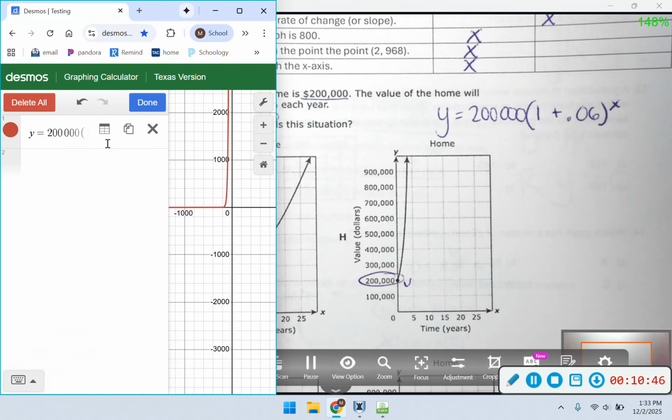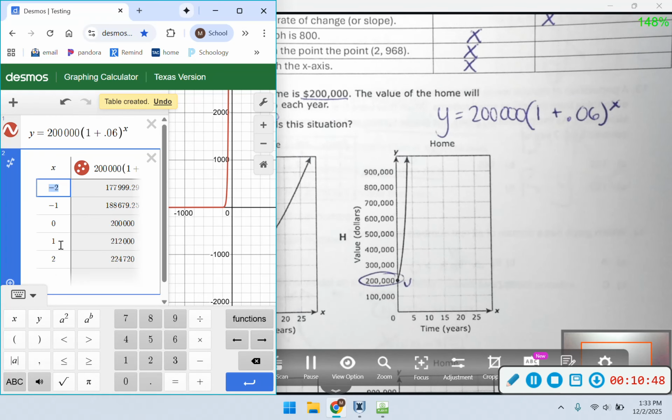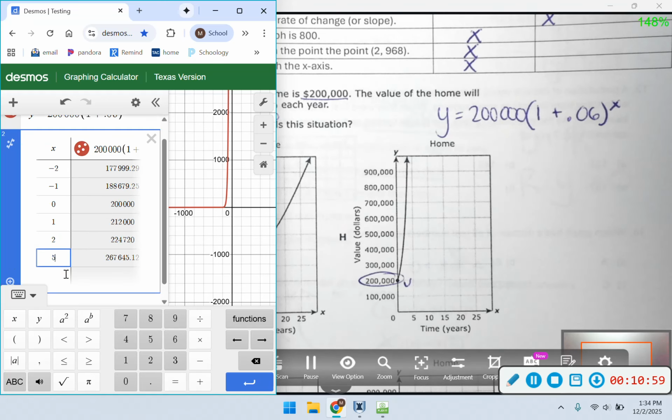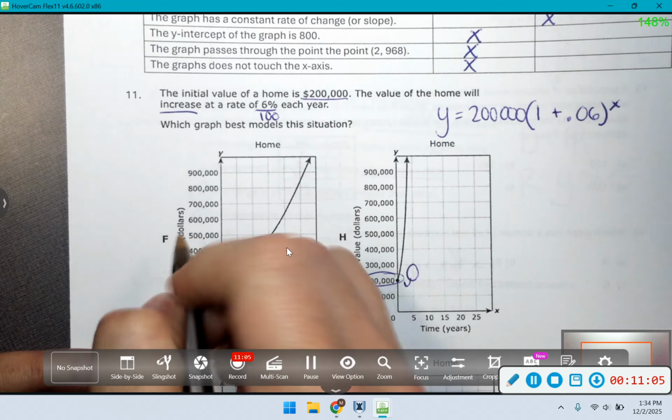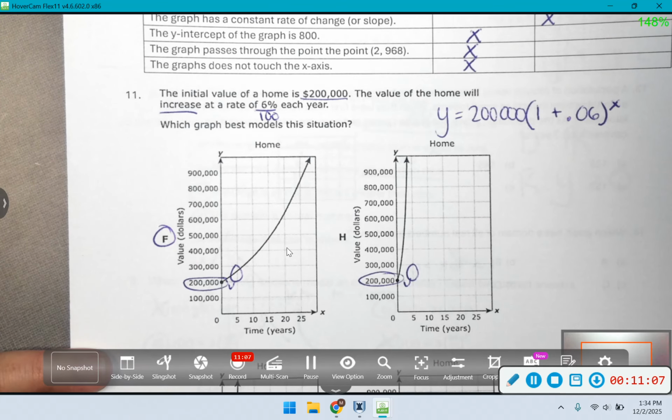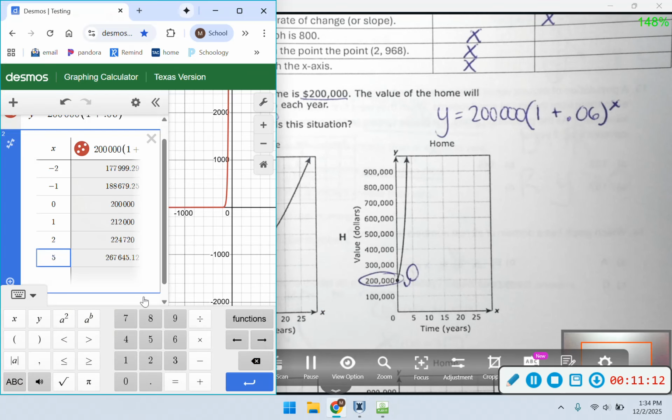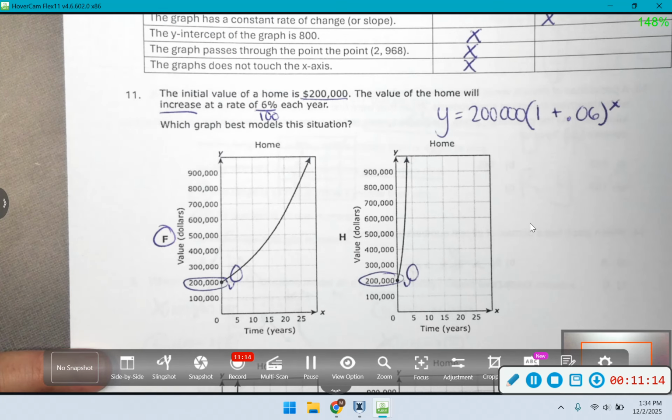So always check your table and look at 2 points. So 0 is 200,000. 1 is 212. Okay, sorry, I don't want to look at 1. I want to look at 5, because this is 5. So 267. So it's between 200 and 300,000. So it's somewhere between here. Well, the only one that has that is actually F. So yes, it looked really steep, but you have to pay attention. This is zoomed in different than the way we zoomed in. So that's why that's the case.